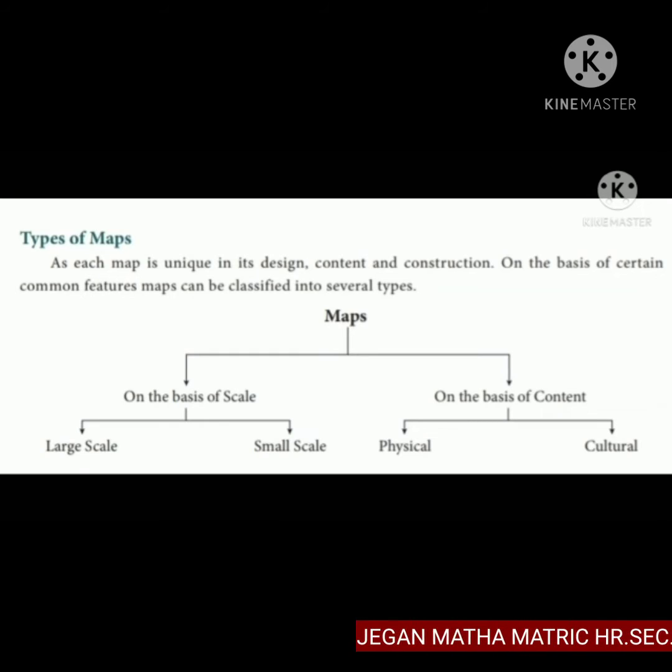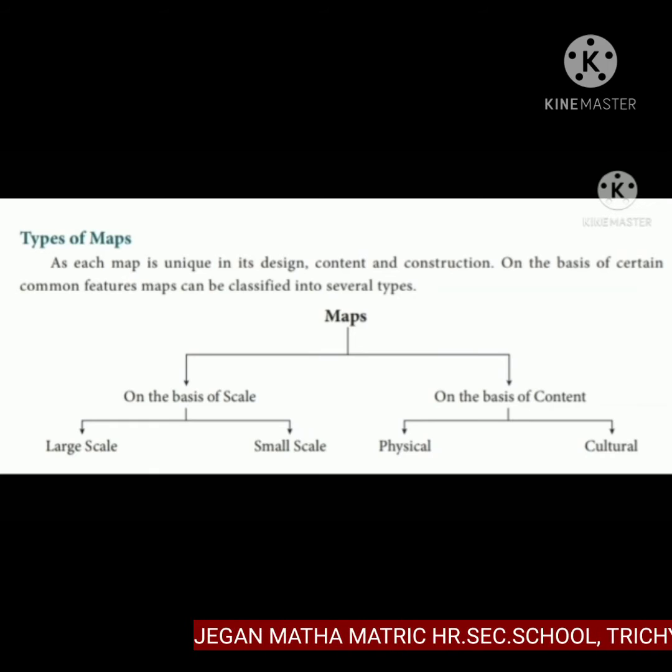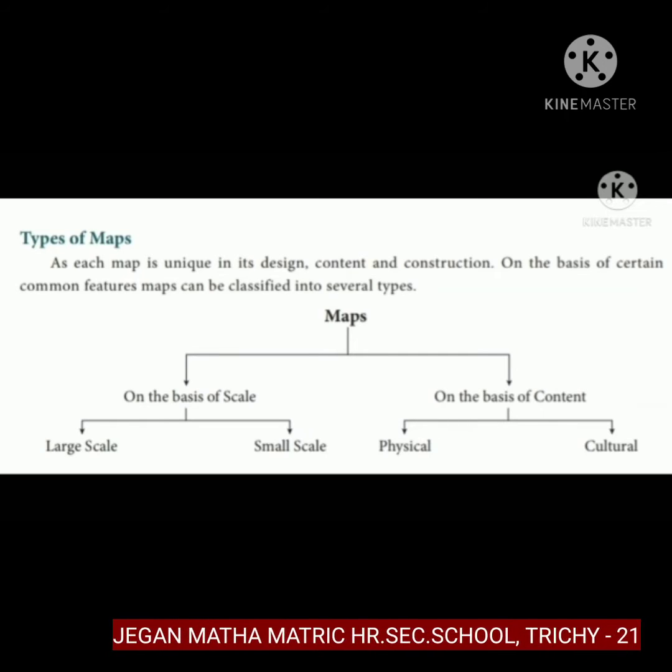Next, discuss the topic types of maps. As each map is unique in its design, content and construction, on the basis of certain common features, maps can be classified into several types. On the basis of scale, on the basis of content. On the basis of scale: large scale, small scale. On the basis of content: physical, cultural.